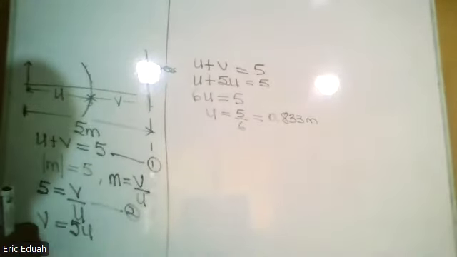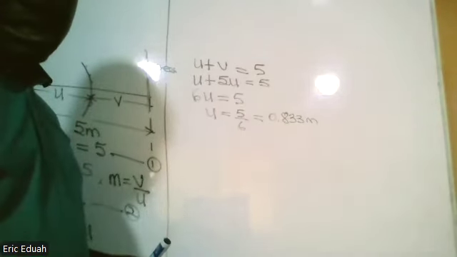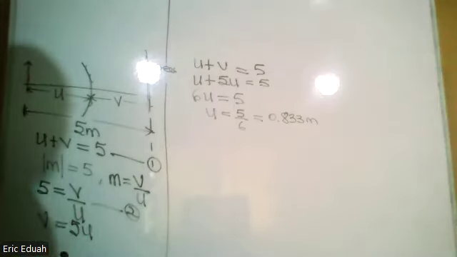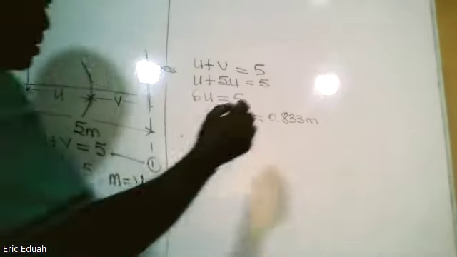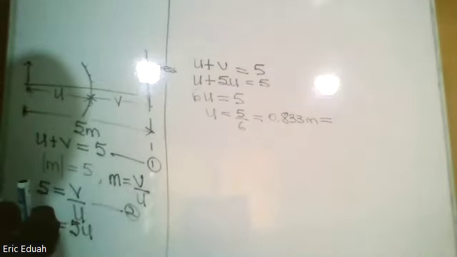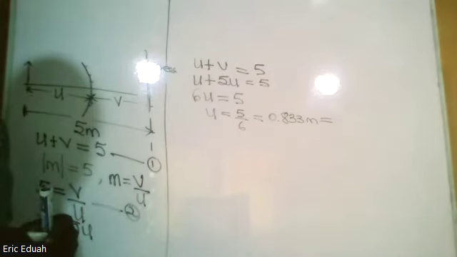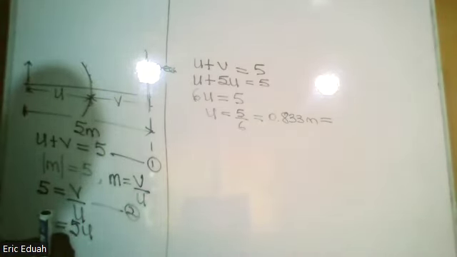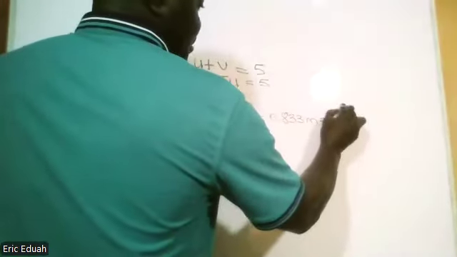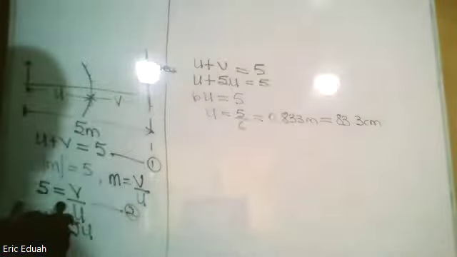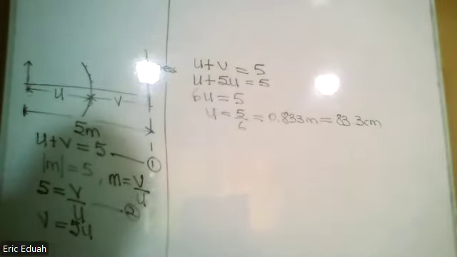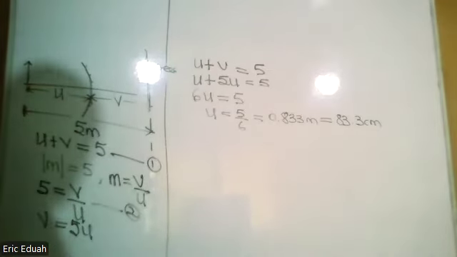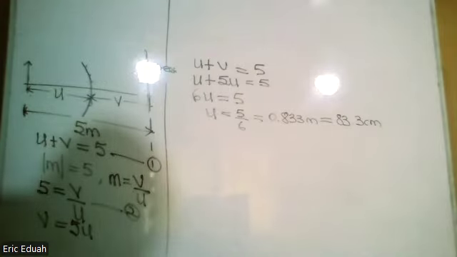Let's quickly change this to centimeters, even though it's not so necessary. What will 0.833 meters be in centimeters? 83.3 centimeters. When you multiply by 100, you have this. So this is what the question required: where should the mirror be positioned relative to the object? This is the object distance U. Then, determine the focal length of the mirror.